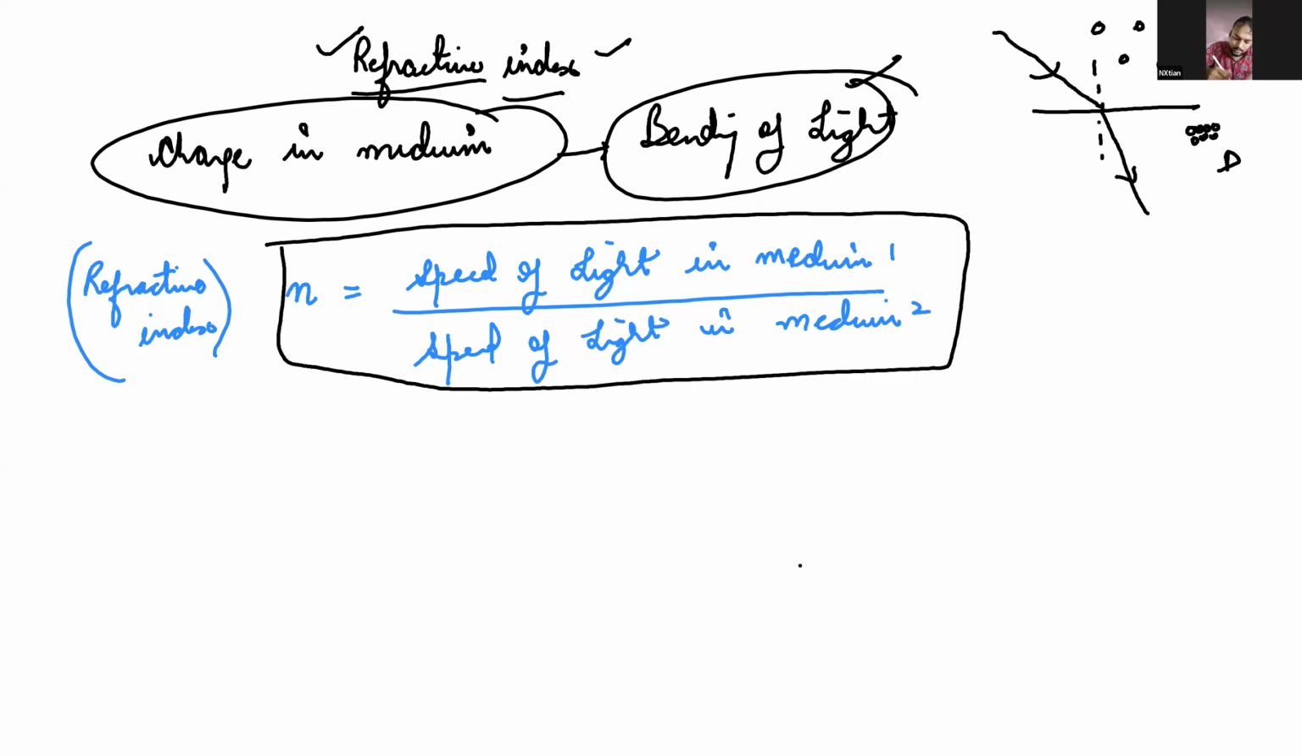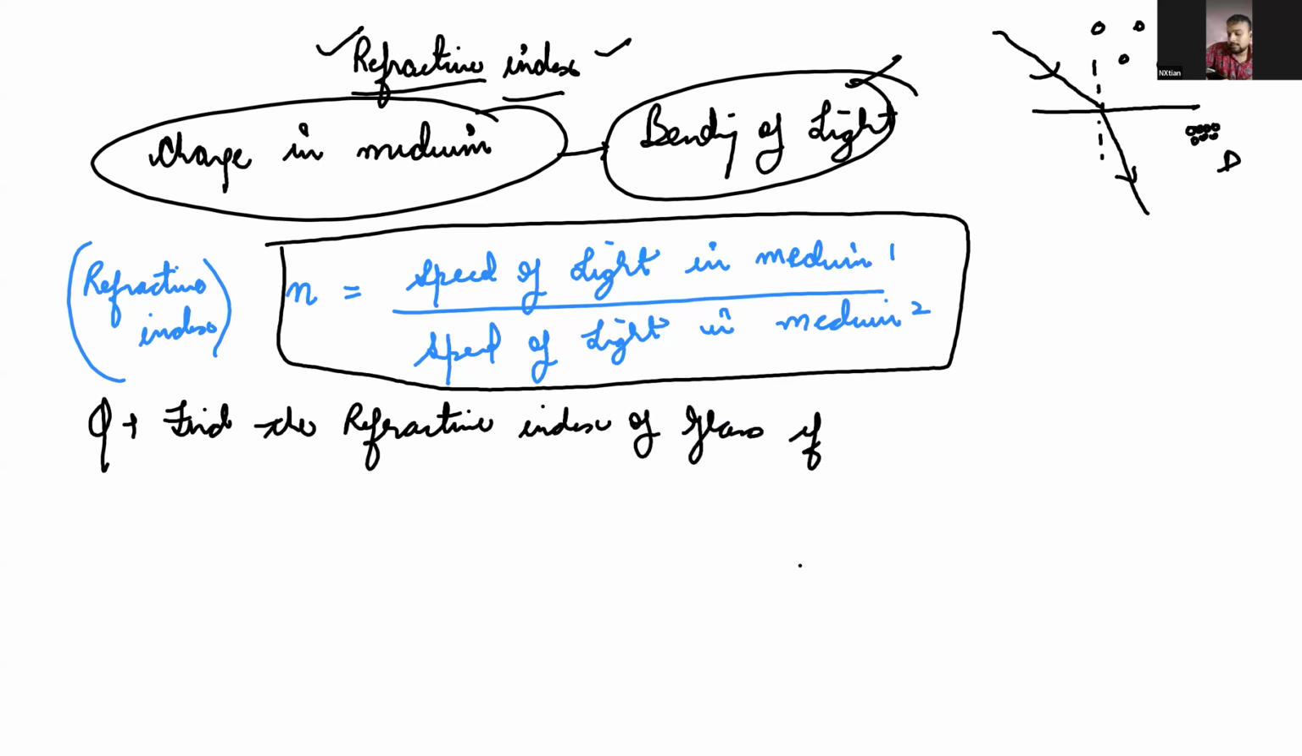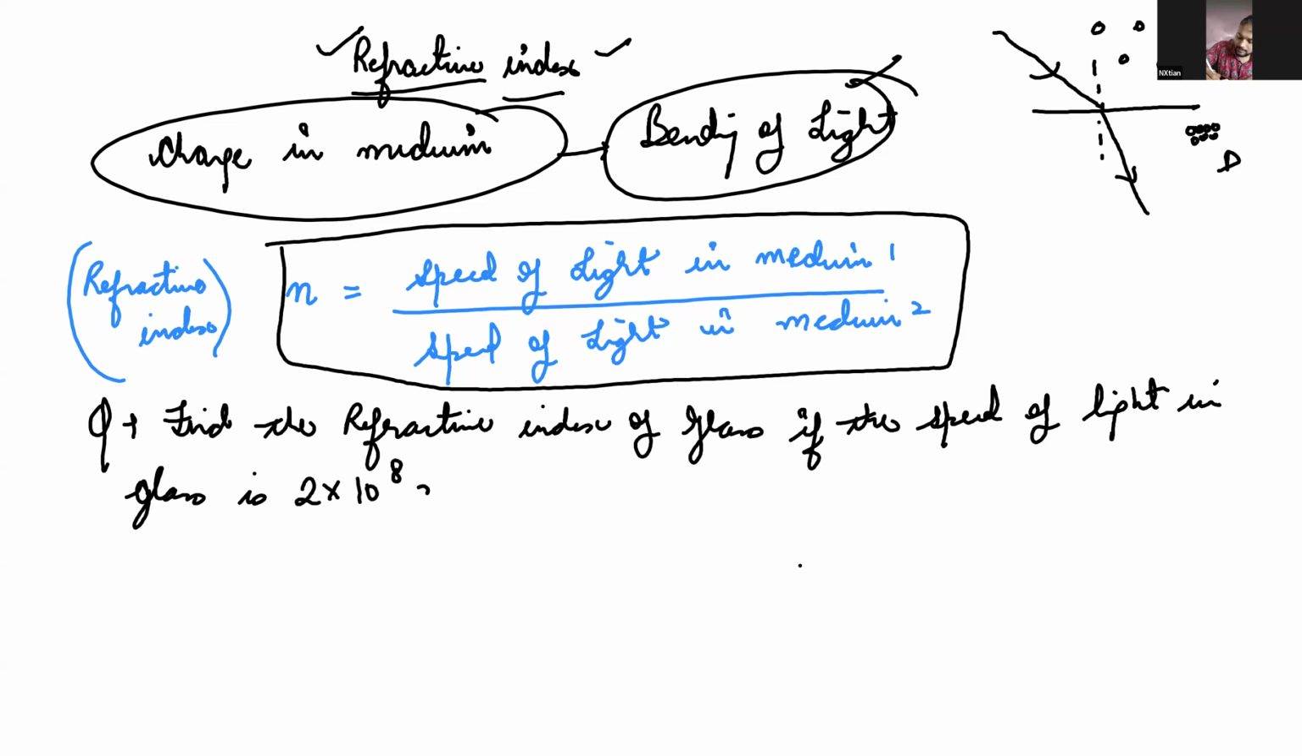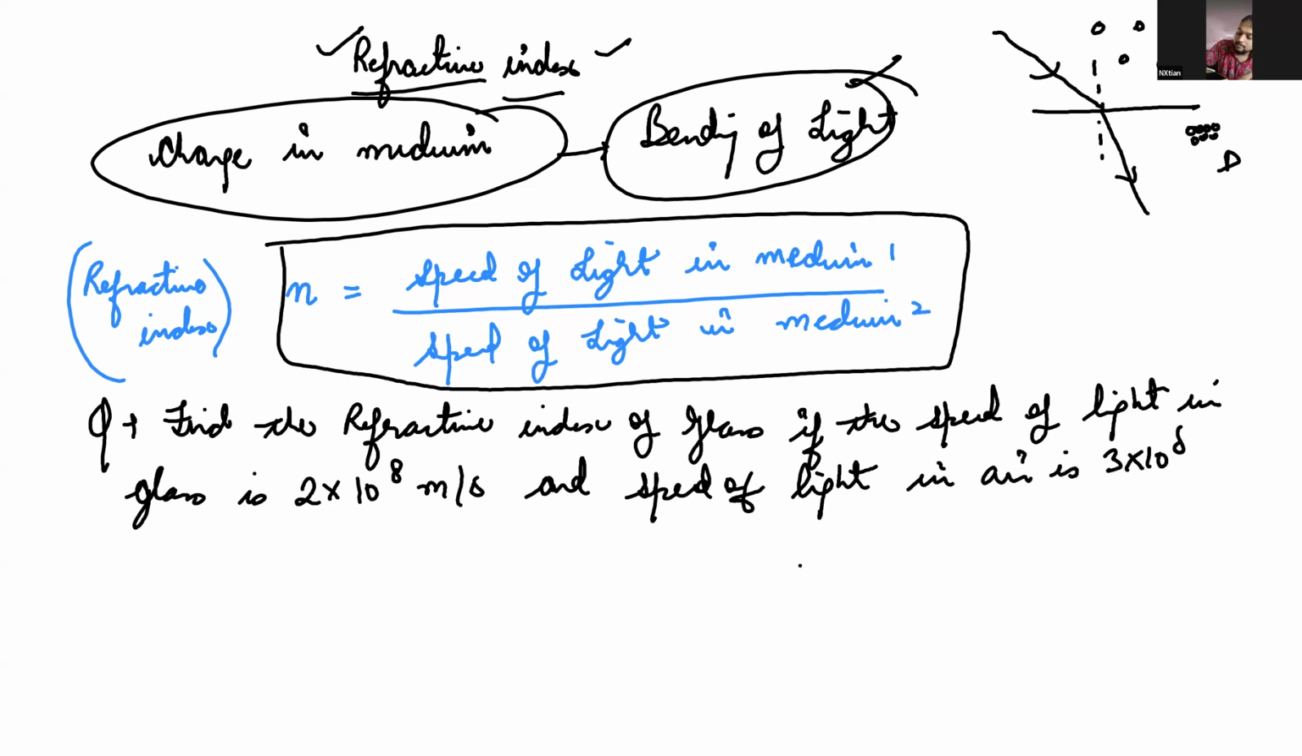Okay, the question is: find the refractive index of glass if the speed of light in glass is 2 into 10 to the power 8 meter per second and the speed of light in air is 3 into 10 to the power 8 meter per second.